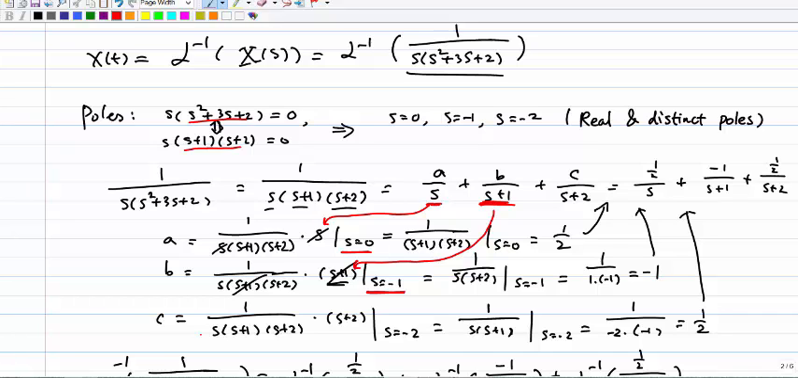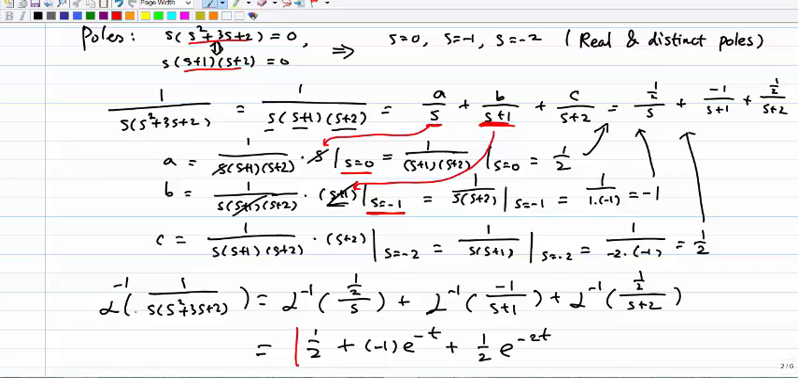Similarly, for C you can compute the value, so I won't repeat it over here. Now we plug in the ABC values: 1/2, -1 and 1/2. Again, this is a simplified version. In other words, we can do the inverse Laplace transform of the original function as equivalent to the inverse of the three terms individually by using the linear property.